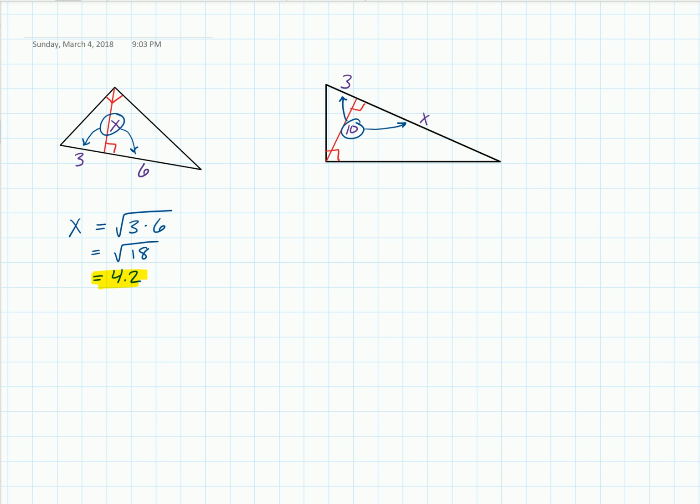But how would we do the second problem where the unknown is not the geometric mean but one of the segments? We're going to use the same exact formula, only when I say the geometric mean is equal to the square root of number times number, I'm actually going to know the geometric mean, which is 10, but I won't know one of the numbers, and so I'll refer to that as the x. So here, 10 is equal to the square root of 3 times x.